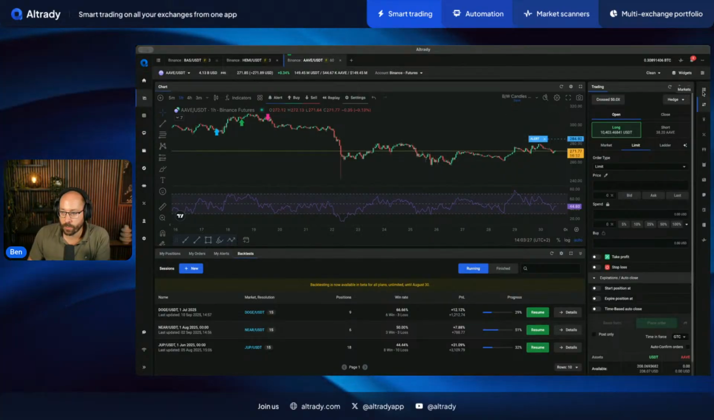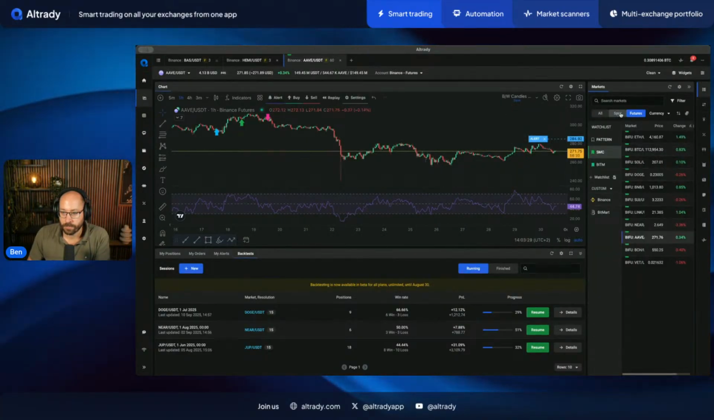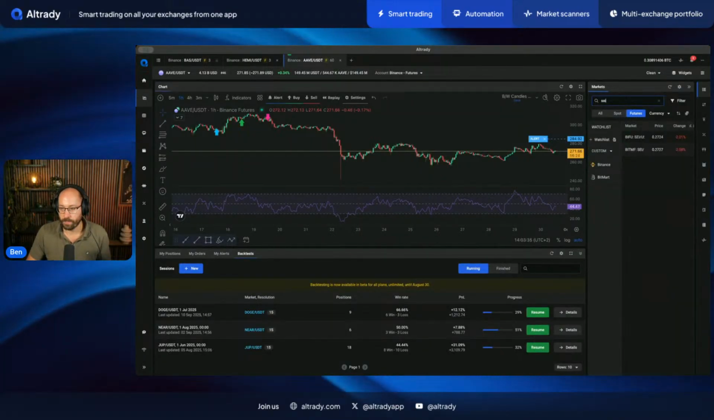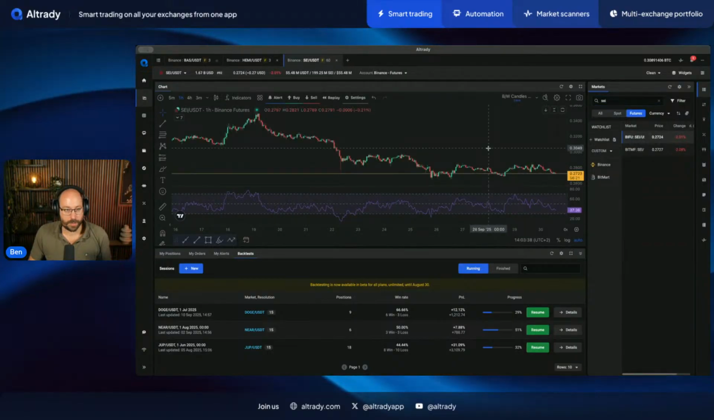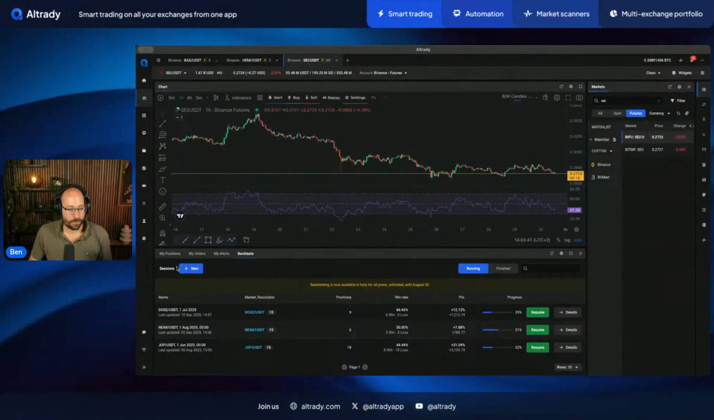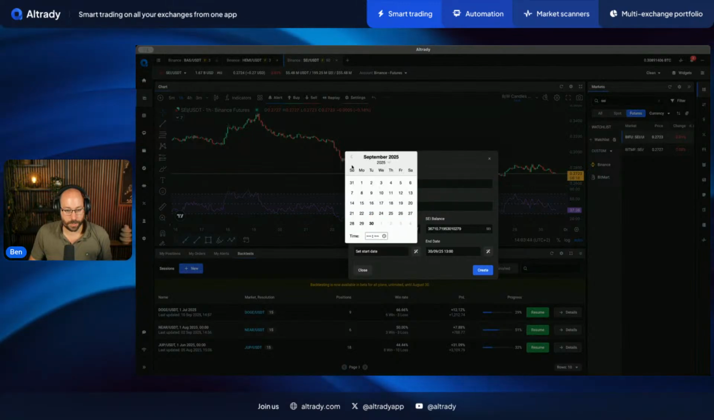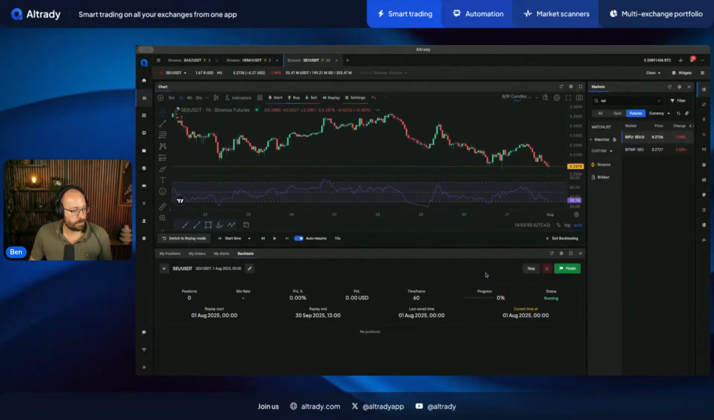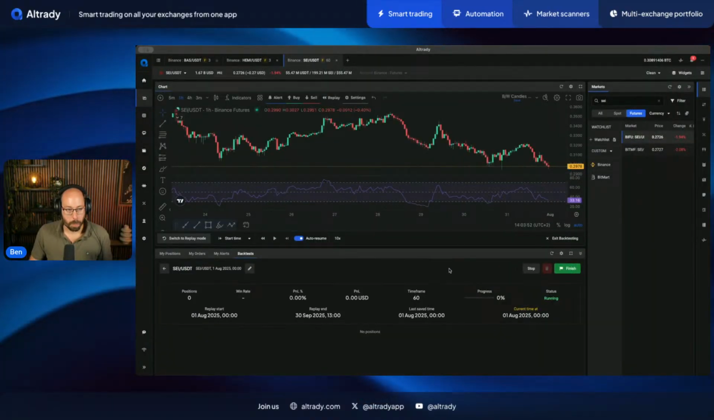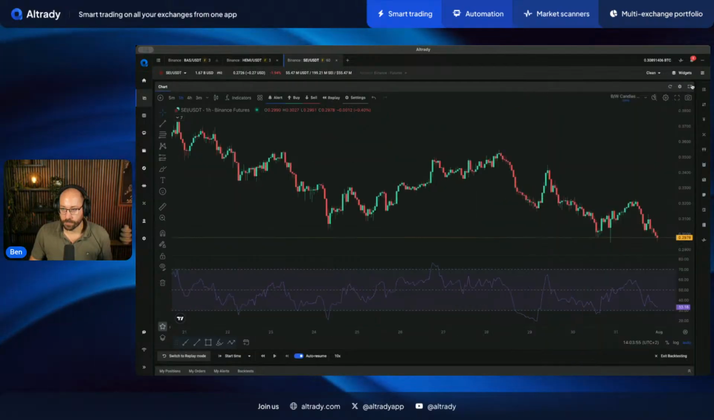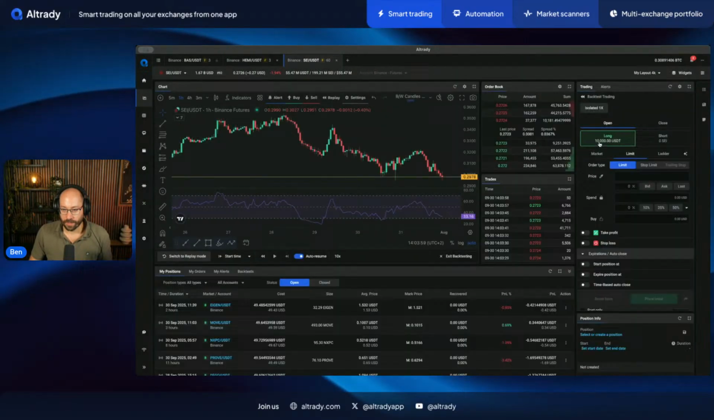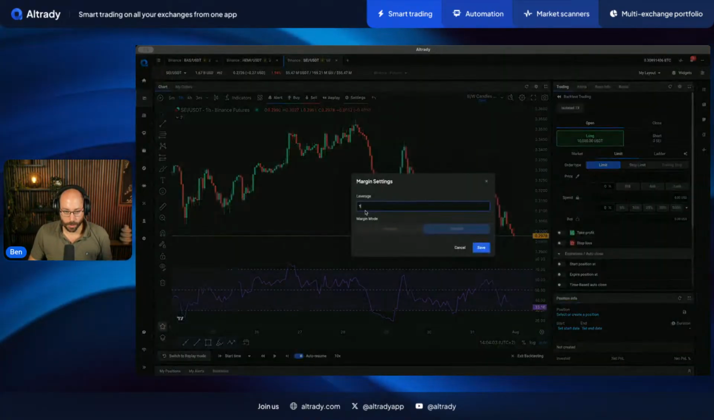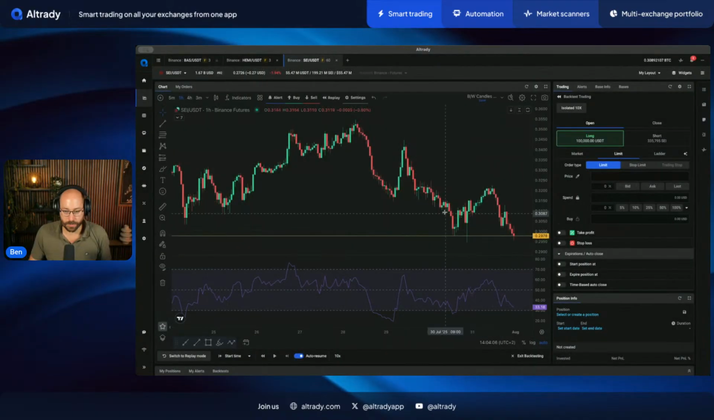Which market do you want me to do? Say USDT on Binance Futures, August 1st, 2025. Oh, that's relatively recent. Yeah, we've done a couple of backtests already from this date, but let's see if we can handle this one. All right, so we've got our backtesting session set up. Let's do 10x leverage because why not?